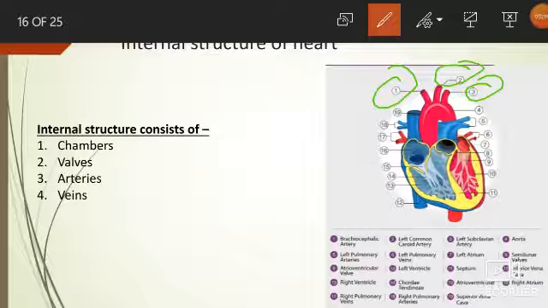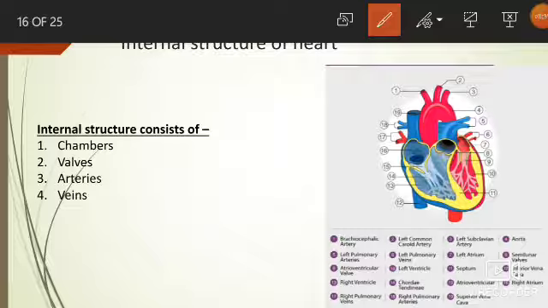So earlier I told you that arteries carry oxygenated blood from the heart to other body parts, and veins carry deoxygenated blood from other parts to the heart. But there are some exceptions, that is the pulmonary artery, which carries deoxygenated blood from the right ventricle to the lung region, and similarly the left pulmonary veins, which carry oxygenated blood from the lungs region.